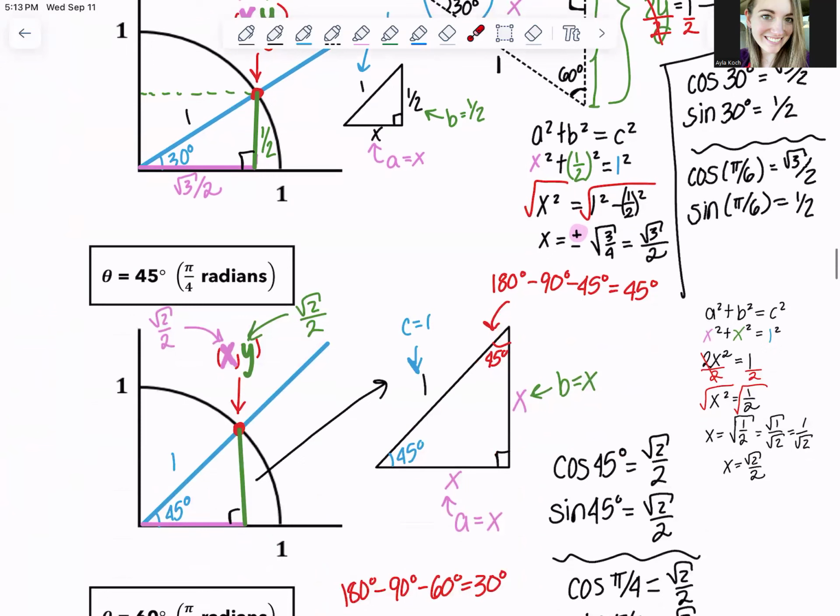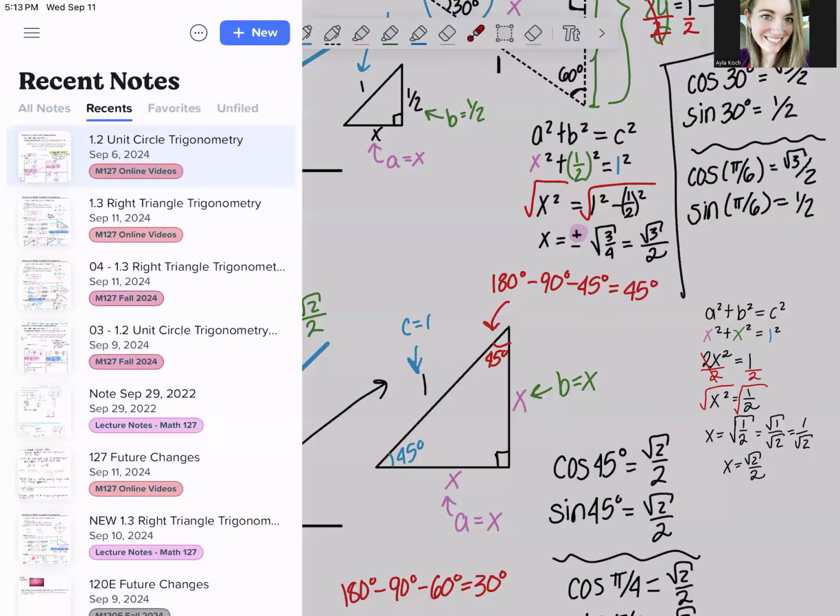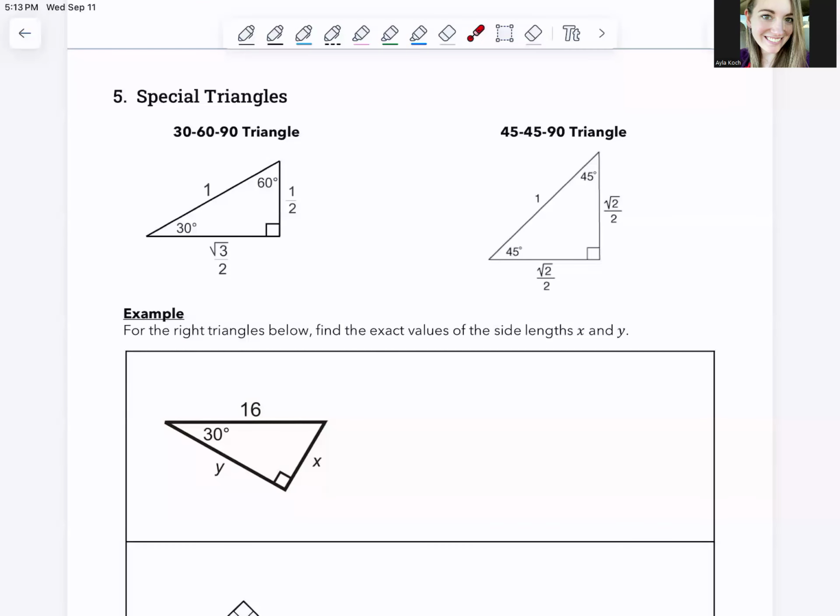And we also derived a 45, 45, 90 triangle where its side lengths were square root 2 over 2 and a hypotenuse of 1. So those are just cleared up right here.